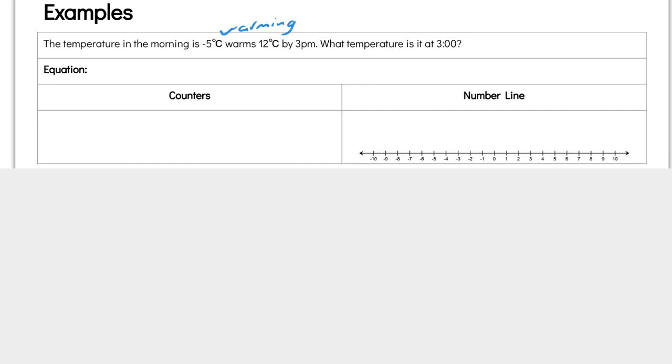Okay, well, what is my equation? Where do I start? I start at -5. And then it warms. We're adding 12 degrees of temperature. We're adding 12 degrees. So what does that look like with counters? We start at -5. 1, 2, 3, 4, 5. And we're adding 12. 1, 2, 3, 4, 5, 6, 7, 8, 9, 10, 11, 12.